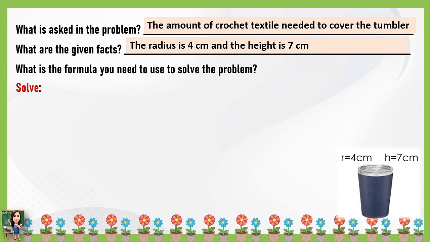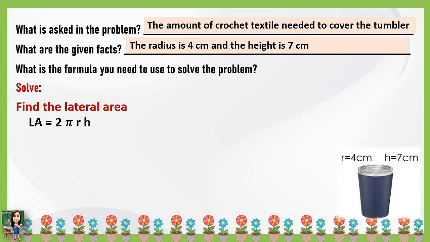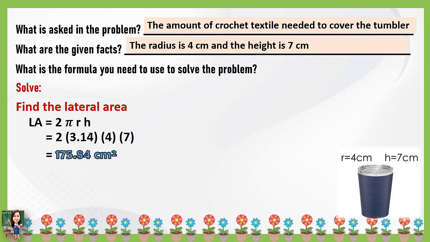So first, let's solve. Find the lateral area. The formula is lateral area equals 2 times pi times radius times height, or 2 times 3.14, which is the pi, the radius is 4, and the height is 7. Then multiply them. The answer is 175.84 square centimeters.